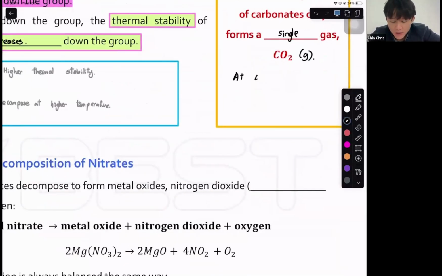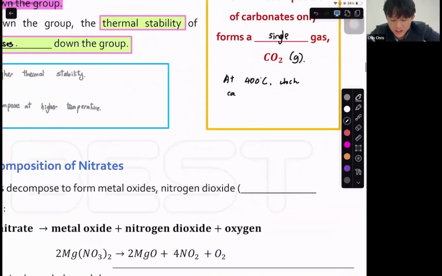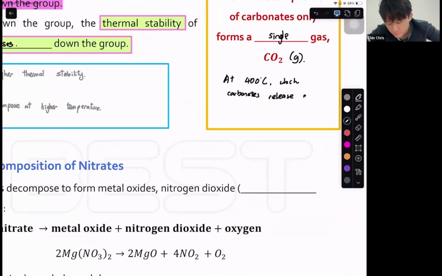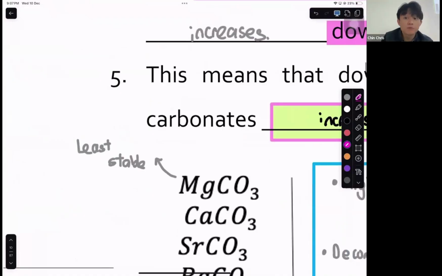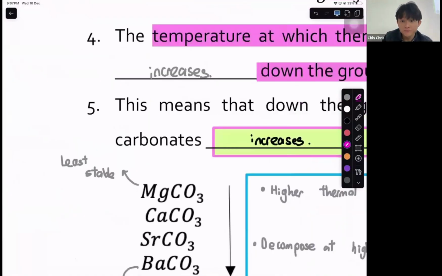Alright guys, I give you a question. At 400 degrees, which carbonate releases the most gas? Please let me know. Correct, the answer is MgCO3. Why? Because it's the least thermally stable. Because it's the least stable, it gets broken down the most. Okay?